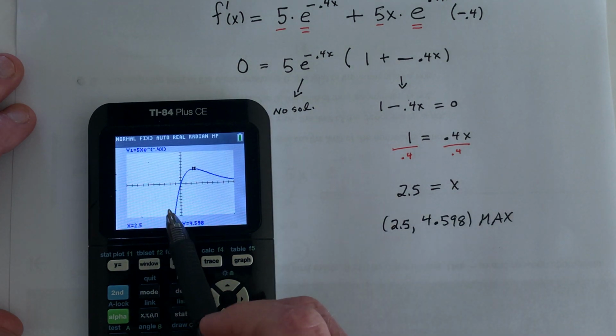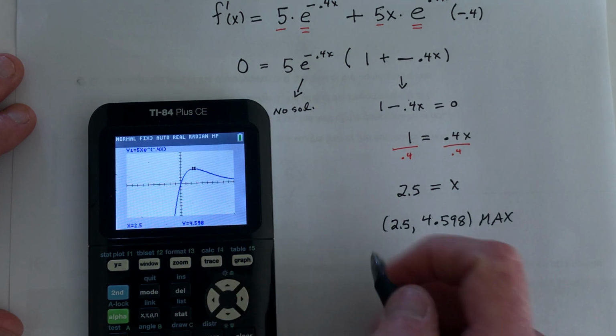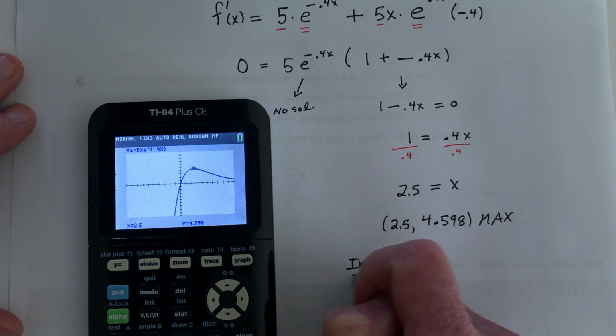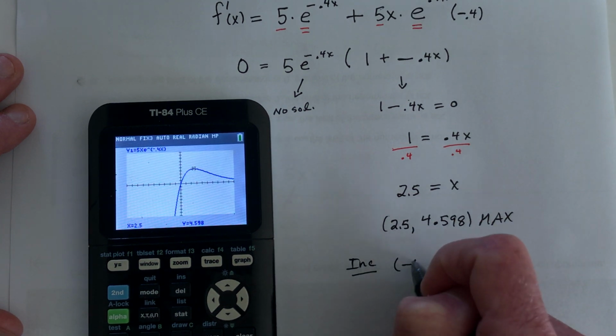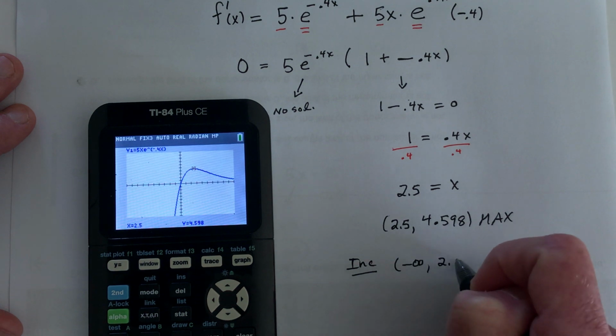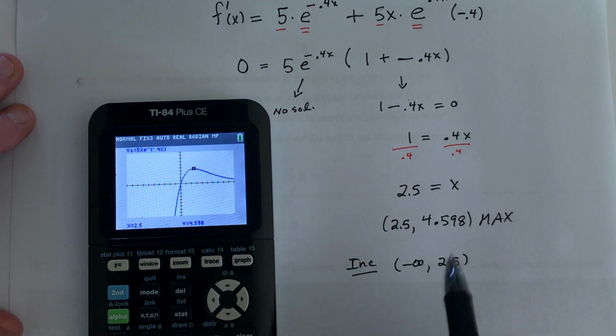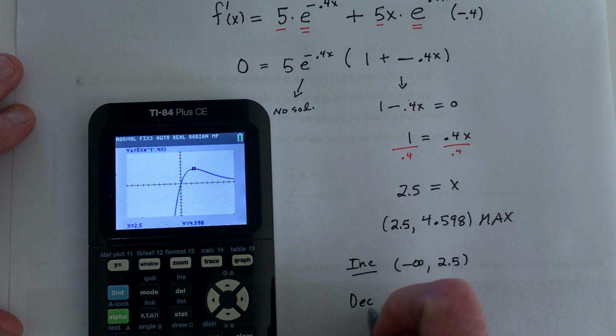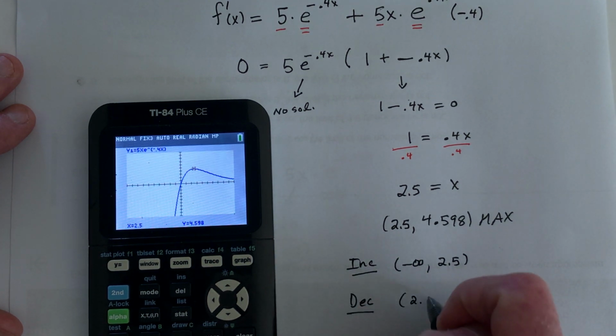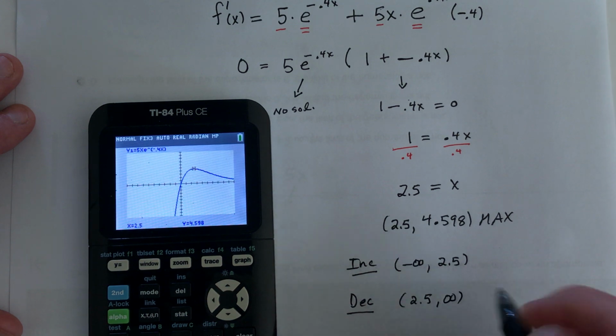And then the left side is increasing. So increasing from negative infinity until you get to the 2.5. And then from the 2.5 on, it's going to be going down. So then that's decreasing from 2.5 to infinity.